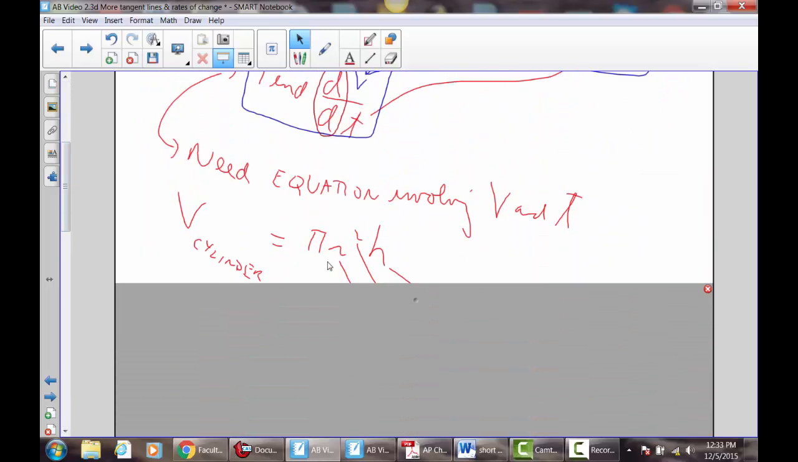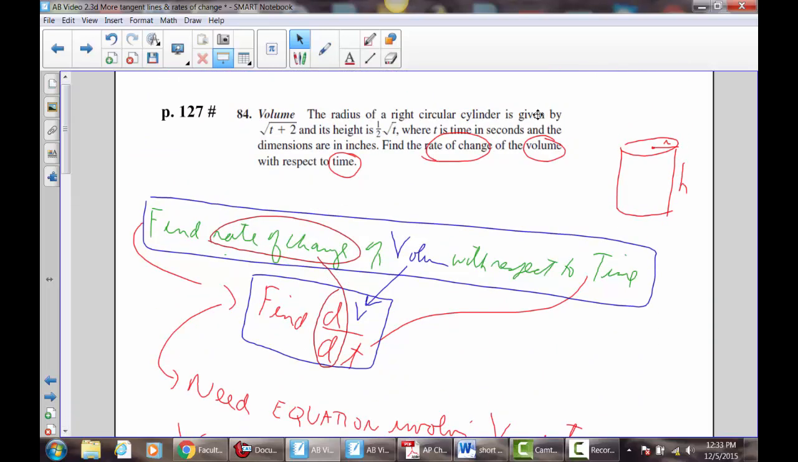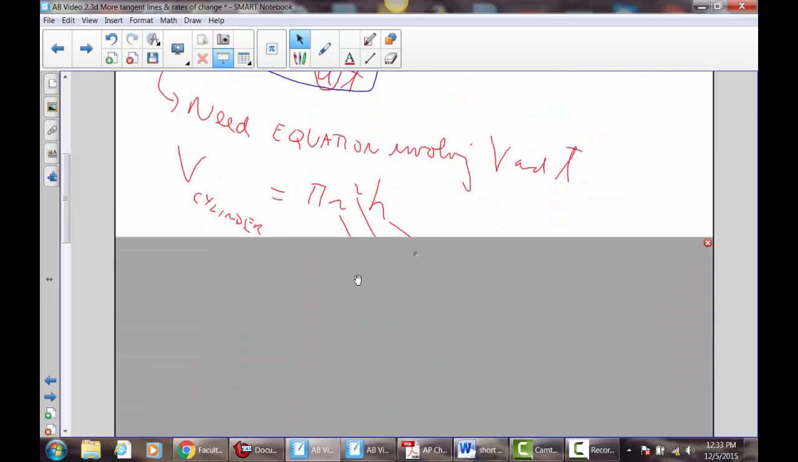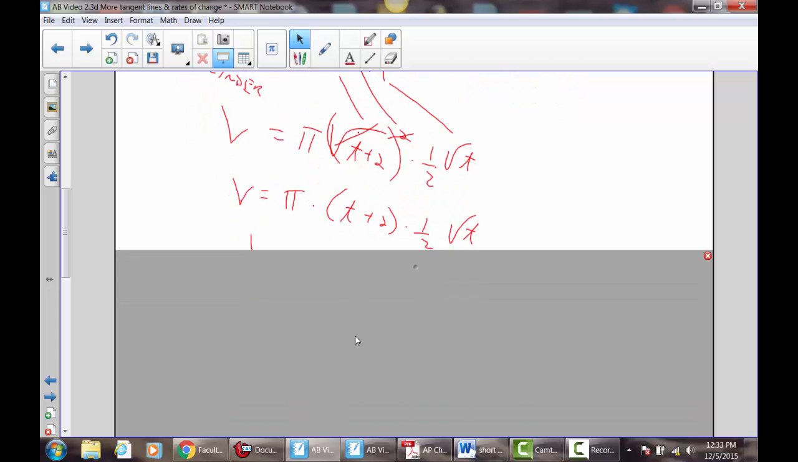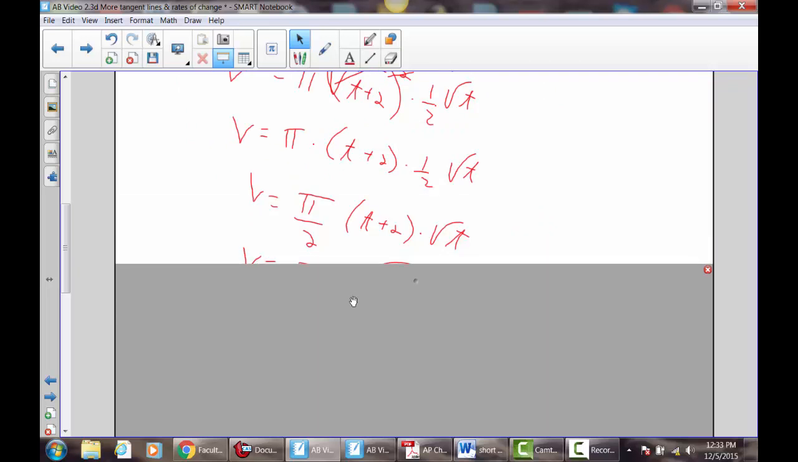so it's pi r squared times h. Now they told you in the problem that the radius is the square root of t plus 2, and they told you the height is 1/2 root t, so we simply plug those in. Now of course when you square the square root of t plus 2, you just get t plus 2, and I'm just going to simplify it a little bit.